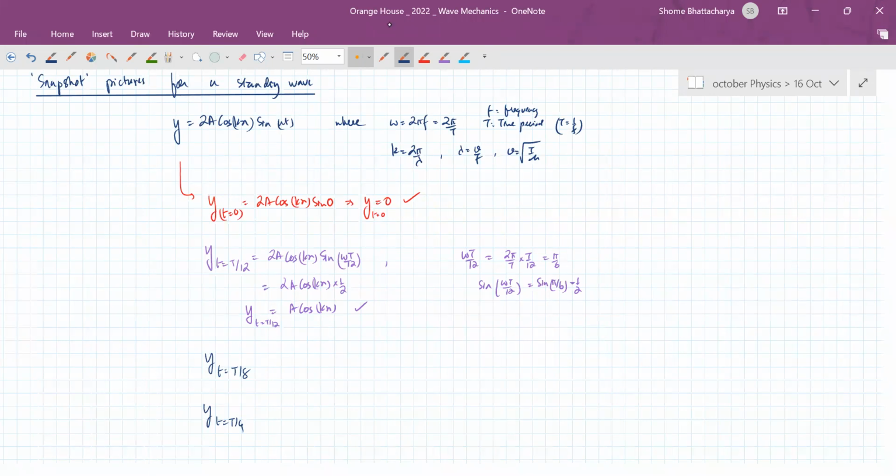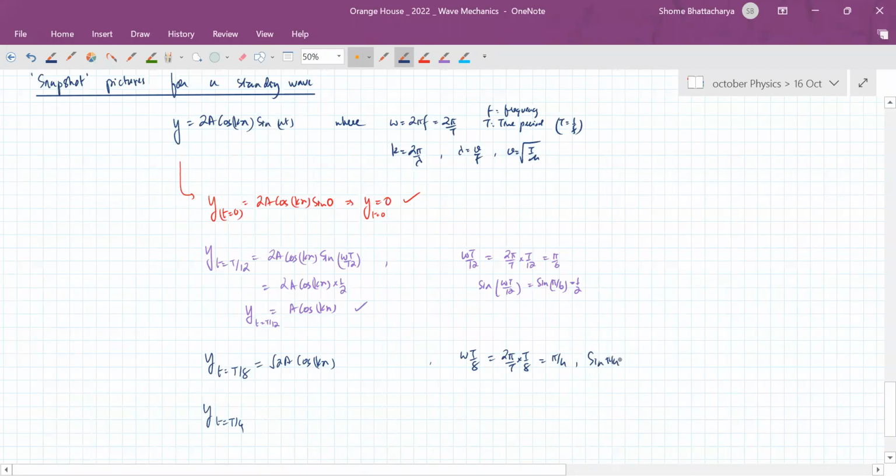Okay, so let's see what happens at T by 8. At T by 8, the value of omega t becomes pi by 4. So when you solve the whole thing, it will become root 2 a cos kx, because omega t at T by 8 is pi by 4, and sine pi by 4, as you know, is 1 by root 2. Whereas this will become 2a cos kx, because omega t at T by 4 likewise will become pi by 2. So sine pi by 2 is 1.